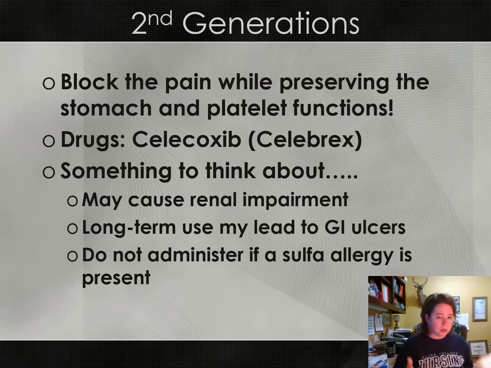Okay, so Celebrex here. I got my slides out of order. That's the problem. Okay, so Celebrex over here, again, just kind of briefly review here that it blocks the pain while preserving the stomach and the platelet functions. Except that we know that it can also cause renal impairment and long-term use can give GI ulcers. So maybe it's not as good as we thought it was. The other thing to think about with celecoxib is it has a chemical component that is similar to sulfa. So if a patient has a sulfa allergy, the second generation celecoxib, Celebrex, would not be a medication that they would be able to take.